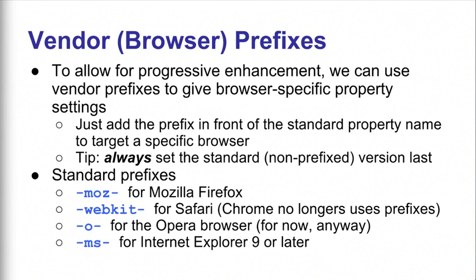The last topic is the use of vendor prefixes to target specific browsers. Each of the major browsers has a standard prefix. Moz for Mozilla, that would be Firefox, WebKit for Safari and formerly Chrome, O for Opera, and MS for Microsoft. If you want to set a property differently for one browser than for another, just prefix the property name accordingly.